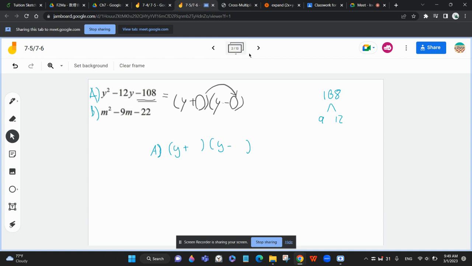Yeah, that is a huge number. You need to write the factors of 108 completely, I guess. 1 and 108, 2 and 54, 3 and 36, 4 and 27, 6 and 18, 9 and 12.